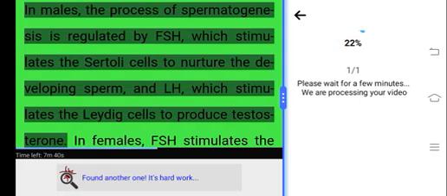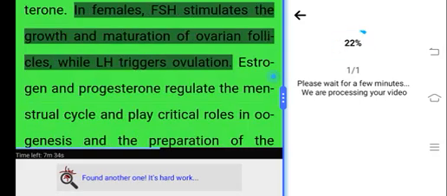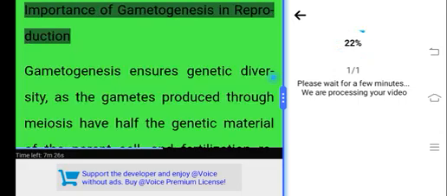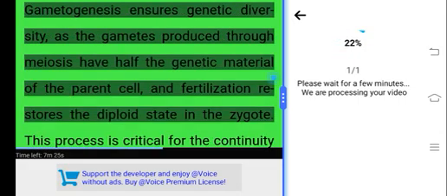Hormonal regulation of gametogenesis. In males, the process of spermatogenesis is regulated by FSH, which stimulates the Sertoli cells to nurture the developing sperm, and LH, which stimulates the Leydig cells to produce testosterone. In females, FSH stimulates the growth and maturation of ovarian follicles, while LH triggers ovulation. Estrogen and progesterone regulate the menstrual cycle and play critical roles in oogenesis and the preparation of the uterus for potential implantation.